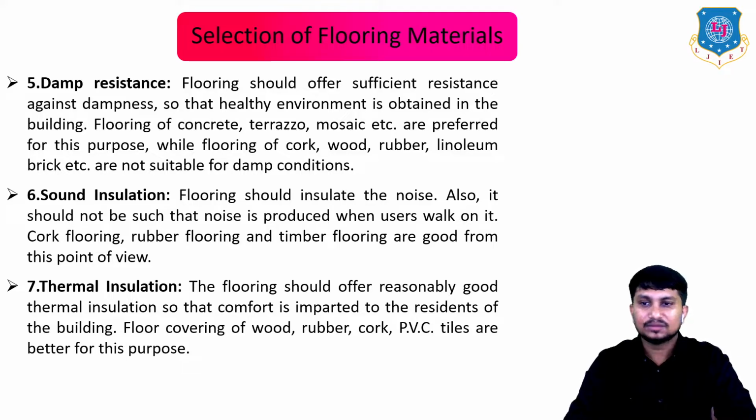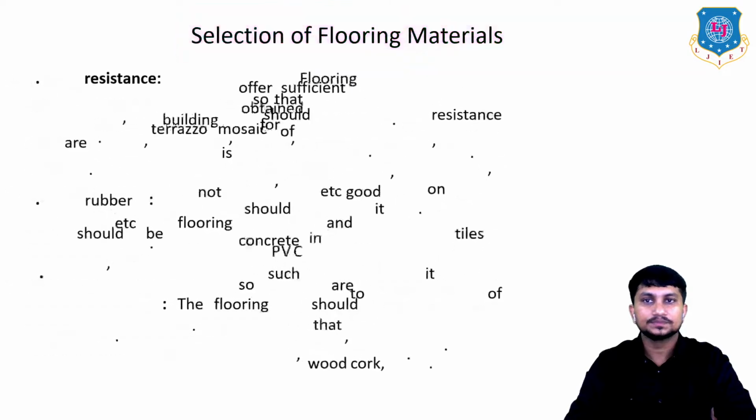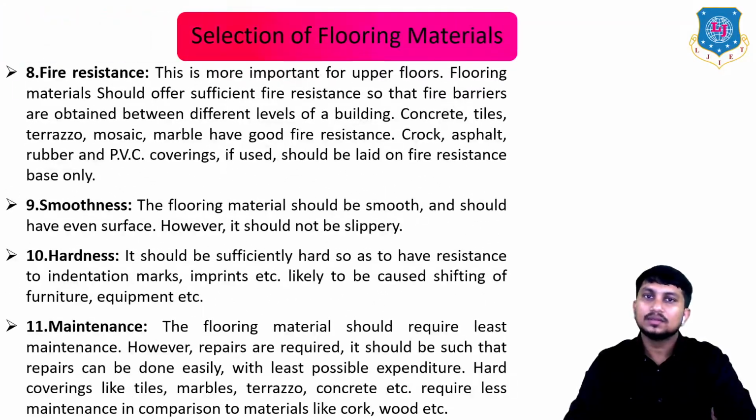Seventh criterion is thermal insulation. The flooring should offer reasonably good thermal insulation so that comfort is imparted to the residents of the building. Flooring of wood, rubber, cork, PVC tiles are better for this thermal insulation property. The next criterion is fire resistance. This is more important for upper floors.